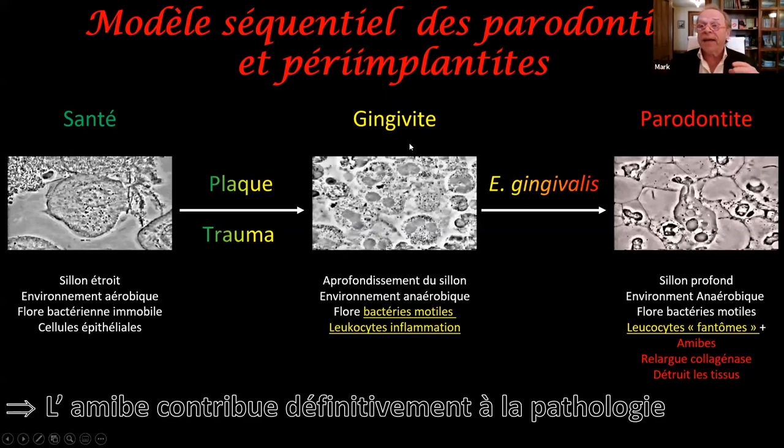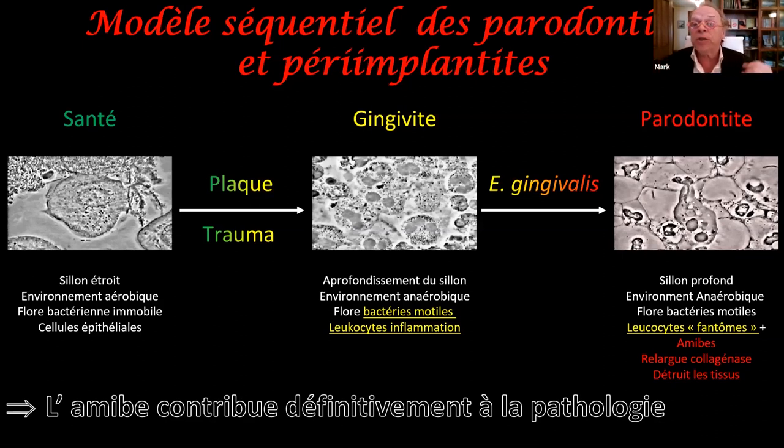Then you get periodontal disease. In periodontal disease, we find leukocytes, mostly neutrophils, many ghost cells, and we find amoeba. Pathogenic amoeba will produce some collagenase and destroy tissue around the teeth. So we have to look at all this process and see how we can stop it before gingivitis or before periodontal disease. This is what we can do today.